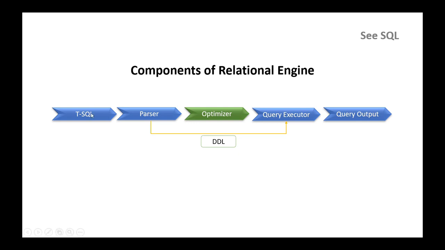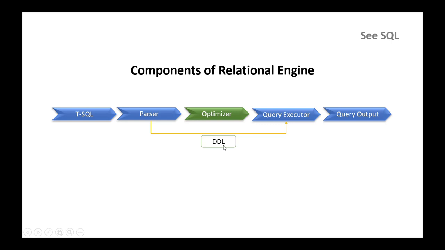First, the user submits the T-SQL query. The parser parses the query. If it finds any errors, it will throw them from here. Otherwise, the parser passes the query to the optimizer. Optimizer finds the best execution plan and forwards it to the query executor. Query executor executes the query, receives data from the storage, and passes it to the query output. Then the user will get the result.